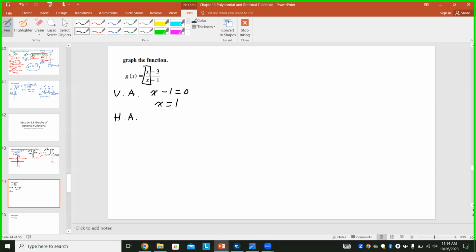Are the exponents the same? Yes. So then I divide their coefficients. Good. So it'd be 1 over 1. So that would be then y equals 1. So those are your horizontal asymptotes. Therefore, there's no slant asymptote I have to worry about.